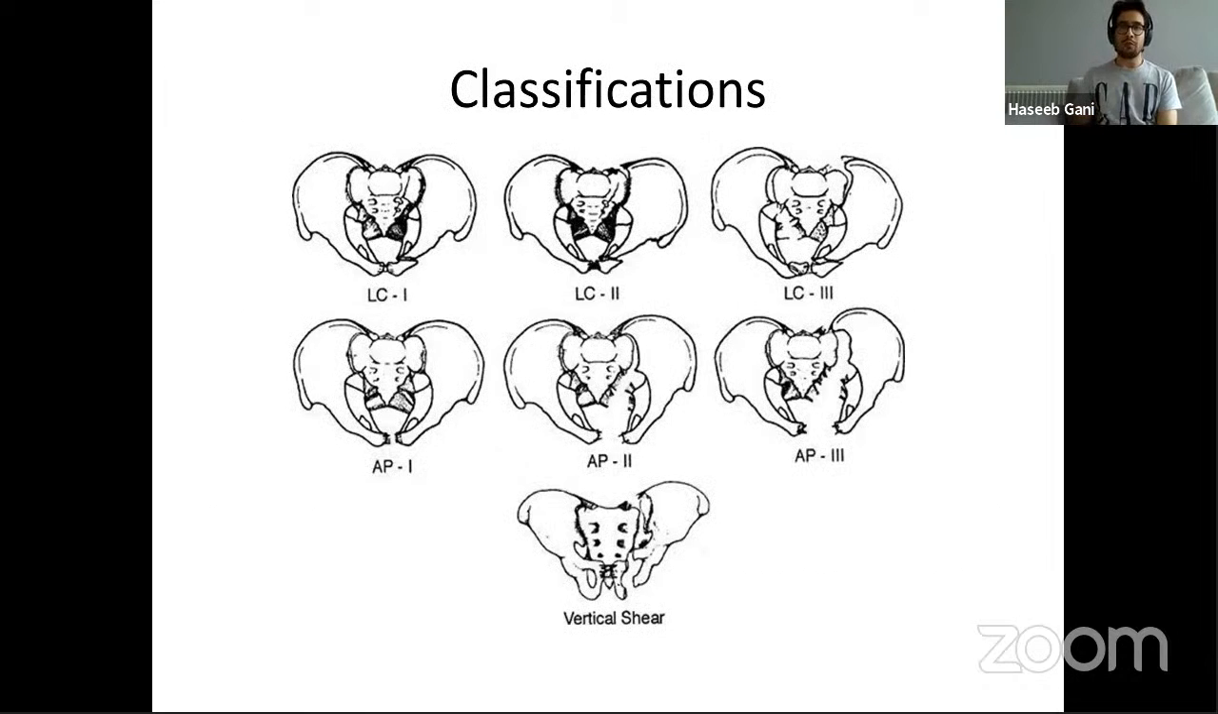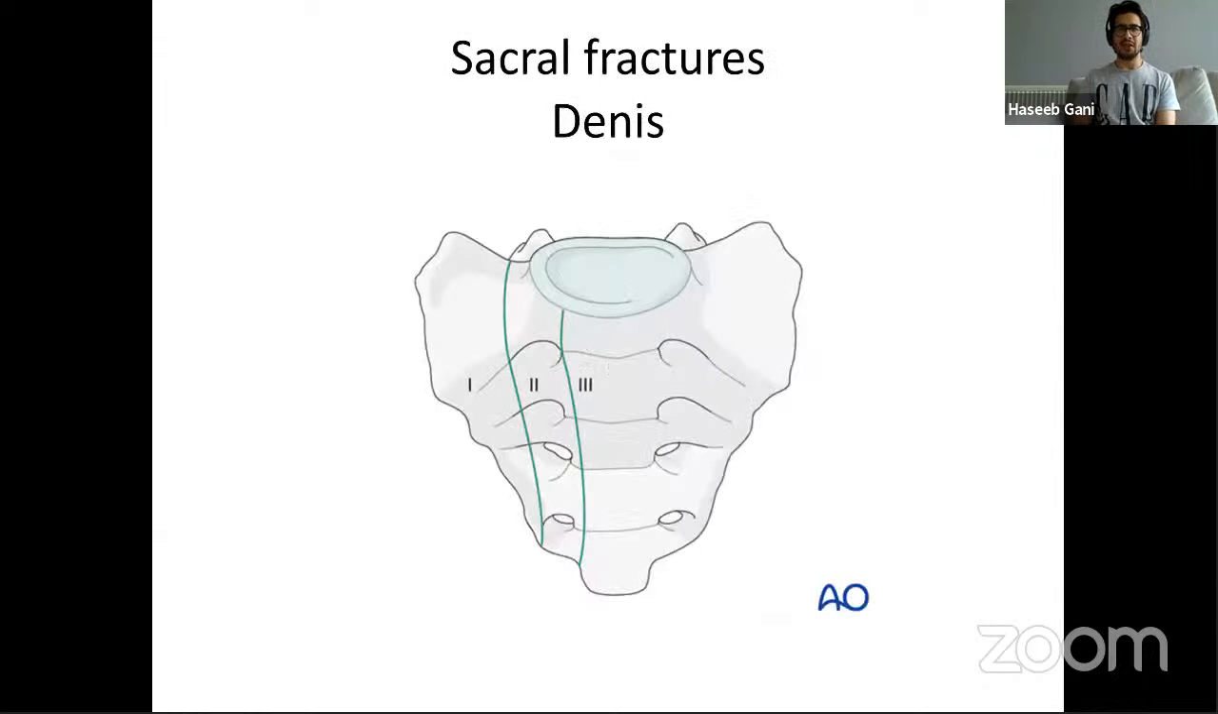I'd earlier asked the group to have a look at this classification system. I just think it makes my job a little bit easier. This is the Young and Burgess that all of us are familiar with. Not all of these types are pertinent to fragility fractures. I think the lateral compression types are the most important because that's what the mechanism usually is.